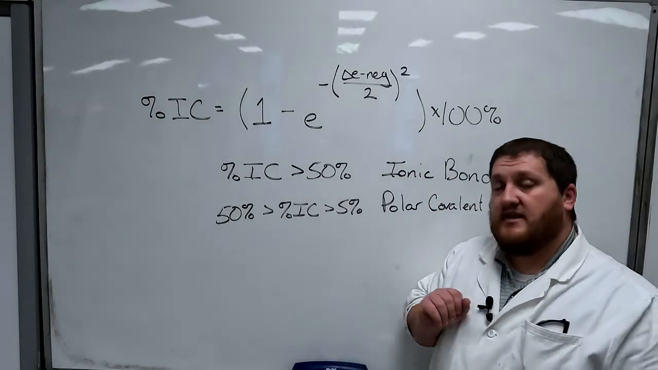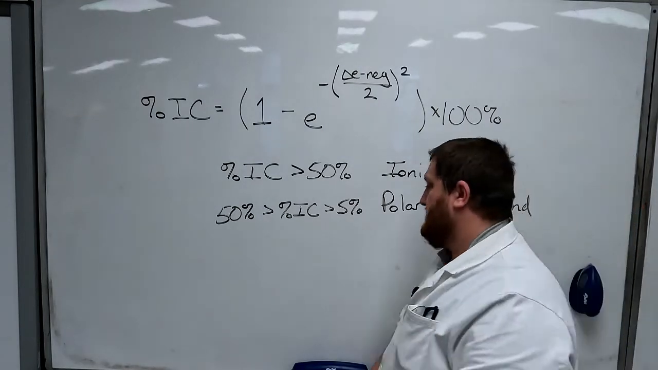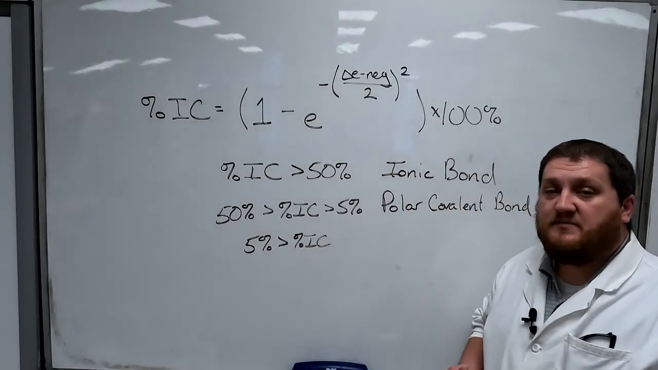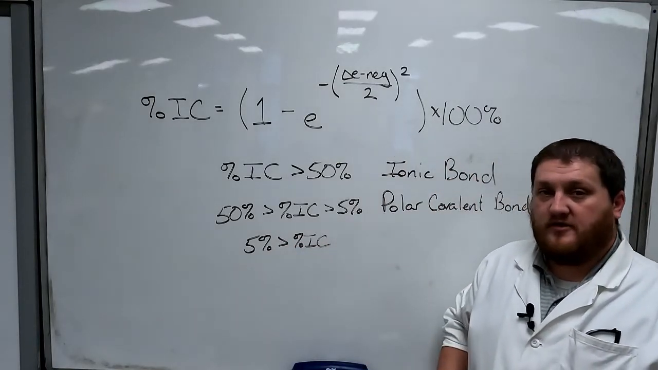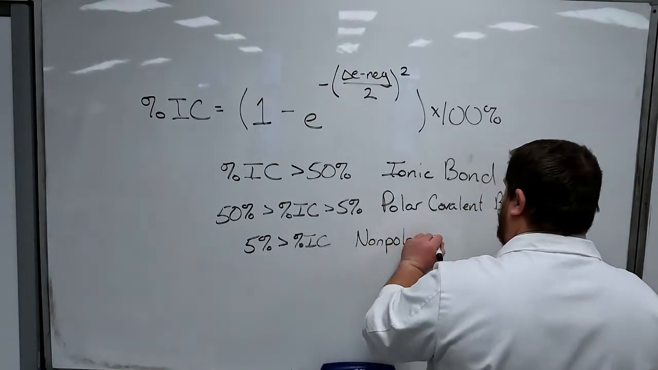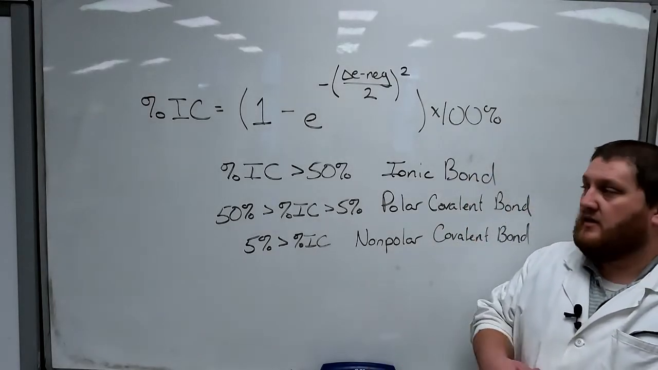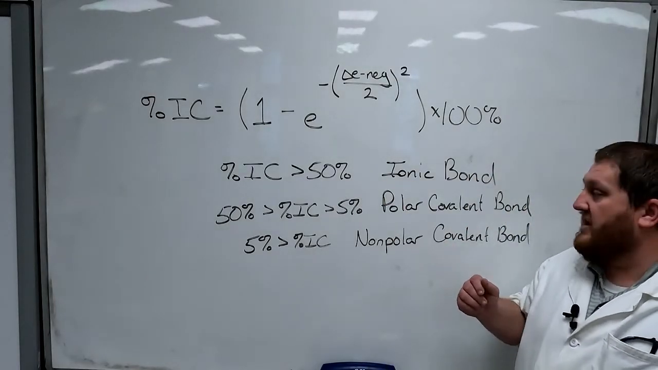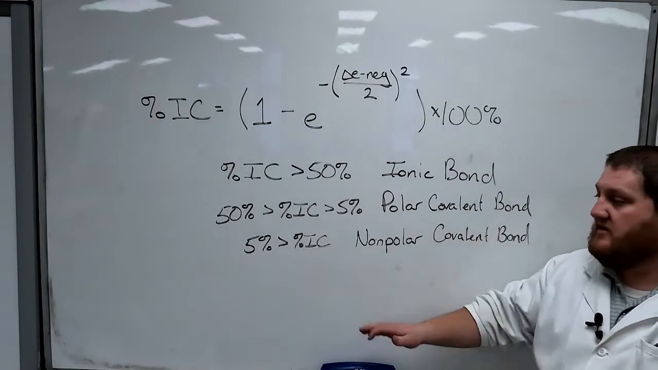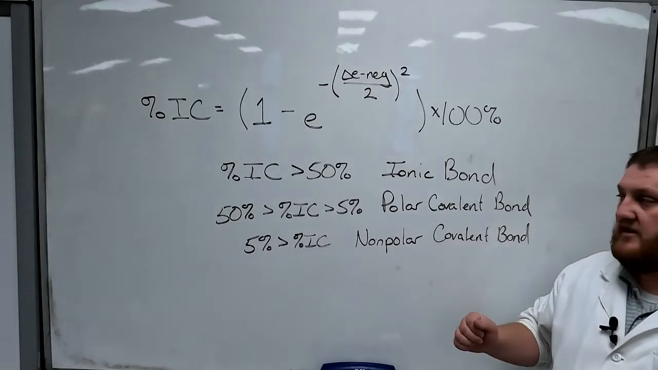And the last option is my percent ionic character is less than 5%. I say these types of bonds are non-polar covalent. Greater than 50%, I have an ionic bond. Between 5 and 50, I have a polar covalent bond. And less than 5%, I have a non-polar covalent bond.